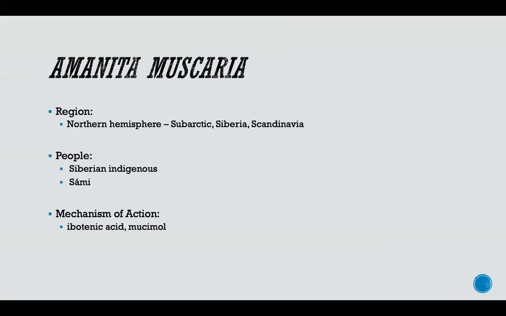It's theorized that Vikings used Amanita muscaria to induce their trance-like berserker rages, although this is still up for debate. It may more likely have been a type of nightshade that was used.